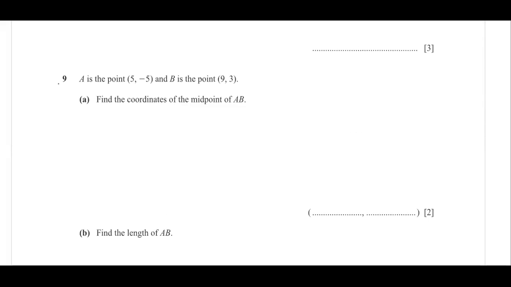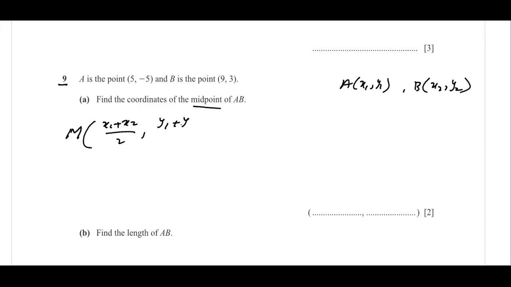Next, from coordinate geometry, this question is: A is a point, B is a point, find the coordinate of the midpoint. You know, if you have point A as x1, y1, and point B as x2, y2, what are the coordinates of the midpoint? The formula for the coordinate of the midpoint is x1 plus x2 over 2, y1 plus y2 over 2.